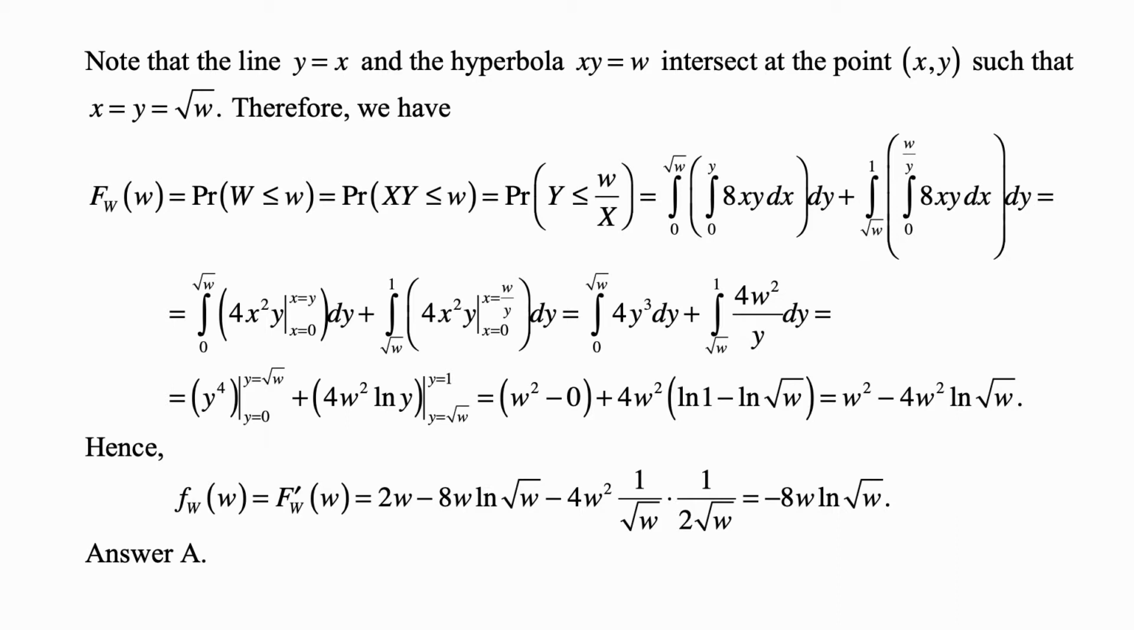And take a look at the interesting thing that happens with the last expression. Square root of w times square root of w, well, that's w. And w squared divided by w is w. And 4 divided by 2 is 2. So this whole last expression is minus 2w. It cancels with the first one, and we end up with minus 8w ln of square root of w. Don't think that this is negative. The natural logarithm of a fraction is a negative number, so this ends up being positive, of course, which it should be because it's density. And that's answer A.